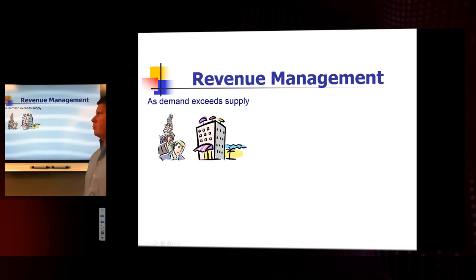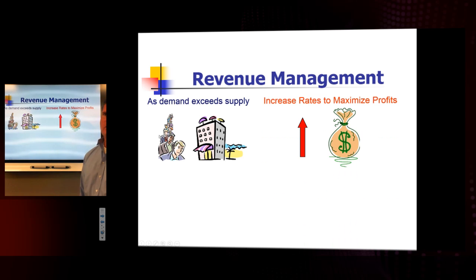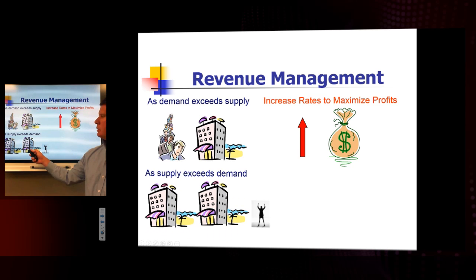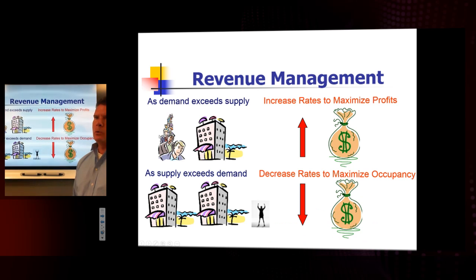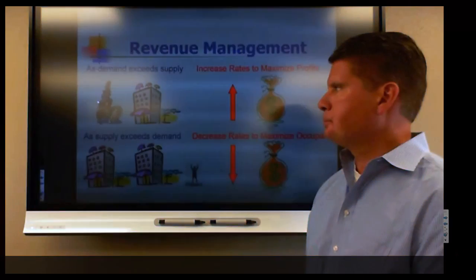A nice graphic way to look at revenue management is this: if demand is high, so you only have one hotel and all these people want to go into this hotel, then you increase your rates to maximize profits. Whereas if there's a lot of supply and only one person wants to go to this hotel, then in order to entice them to come to this hotel versus that hotel, the hotel has to lower its rates in order to maximize occupancy. So both of these can be utilized in order to maximize total revenue.